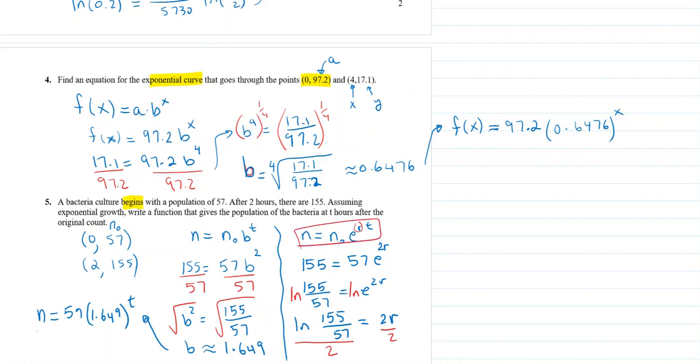I personally like this one better when you have a problem like this where you just have two ordered pairs, basically, just like when you're trying to find the equation of a line, but now it's an exponential function. Just plug in your intercept in for the initial value and then solve for b.